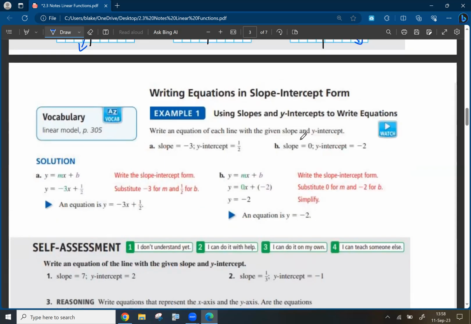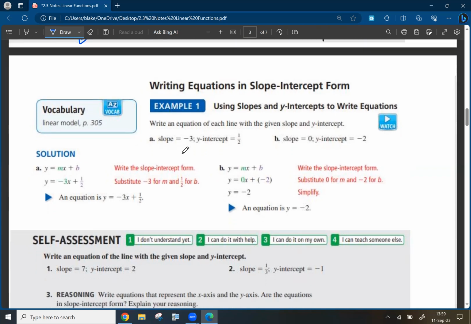So write an equation in slope-intercept form. So you can see example 1a, the slope is negative 3 and the y-intercept is 1/2. So slope-intercept form, as you can see, is y equals mx plus b. M is the slope, b is the y-intercept. So if the slope is negative 3, then I'm going to put negative 3 in for m. If my y-intercept is 1/2, I'm going to put 1/2 in for b. And that's going to make my equation y equals negative 3x plus 1/2. And you can see that's what they have here as the solution.